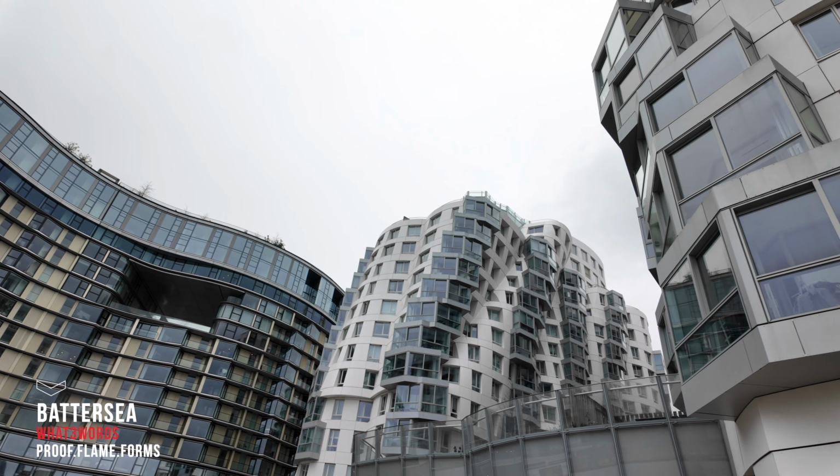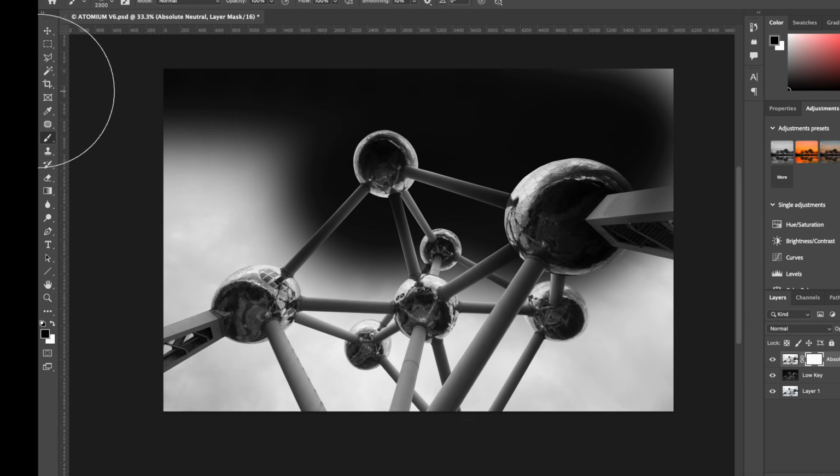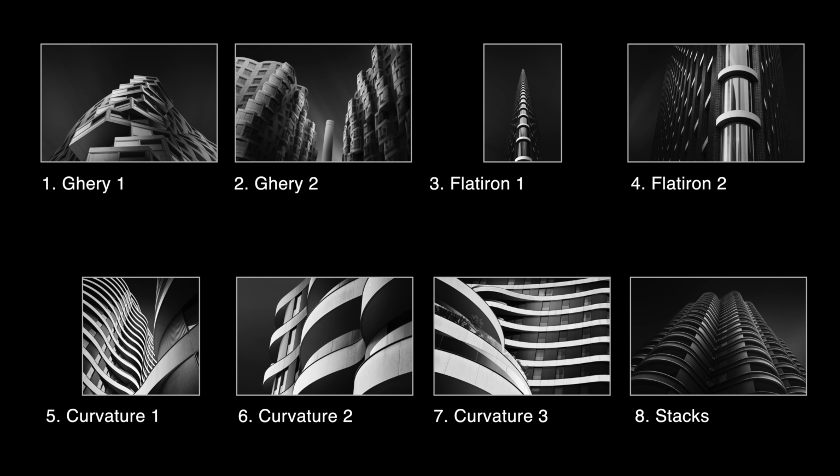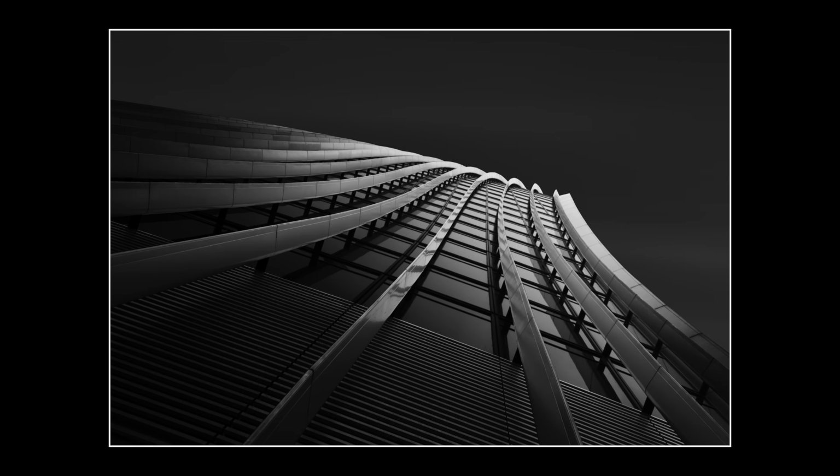Now, if you missed it, my first video in this series was called Where, which followed me capturing the images on location in London, as well as some quick before and after comparisons. In that video, I asked you, out of the 16 images that I shared, which would you like me to talk through in this video? And the votes are in. The top 3 images are Ghery 2, Walkies 2 and Domino 2.